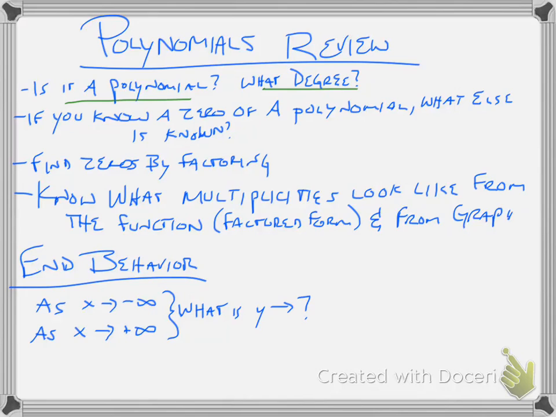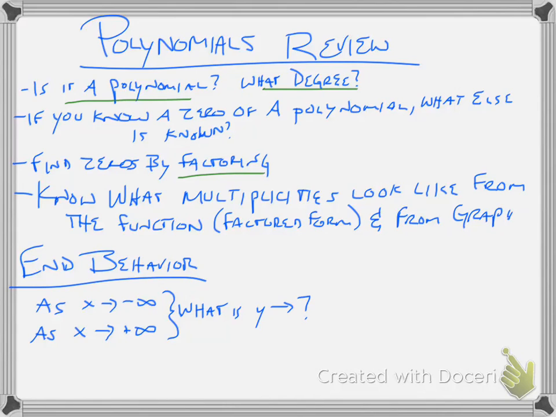All right. Next, if you know a zero of a polynomial, what else do you know? Well, if it's a zero, it's also a solution. You should be able to find the factor of it. And it is an x-intercept as well. All those things have something in common. Find the zeros by factoring.